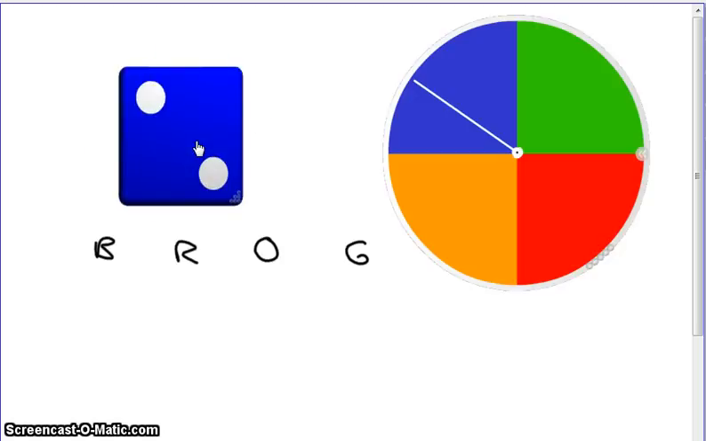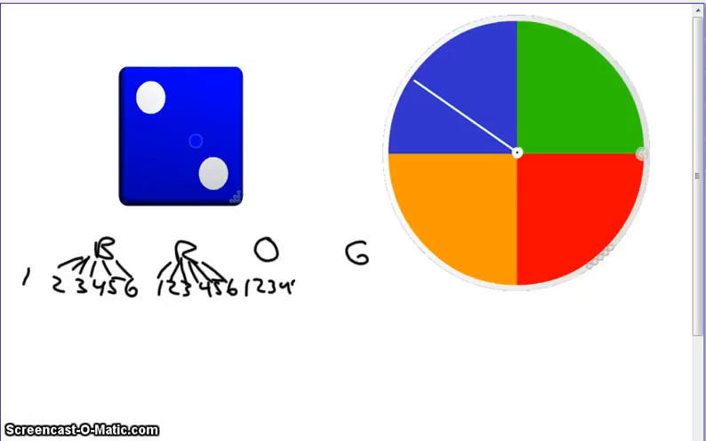So each of these colors could be landed upon in combination with any one of the sides of the die, right? 1, 2, 3, 4, 5, 6. And again, 1, 2, 3, 4, 5, 6, and so on for each of the 4 colors.